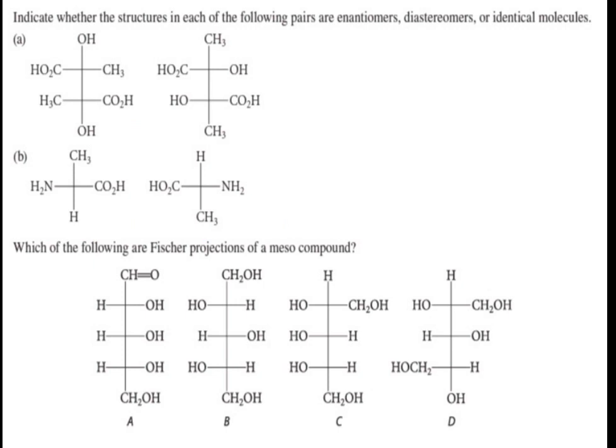Now the next question is, which of the following are Fischer projections of a meso compound? I am giving a hint that if you have to find out a meso compound, then you have to find out a plane of symmetry. That means in this case this will be the plane of symmetry. So you don't have to consider this asymmetric carbon because this will go to the plane of symmetry.